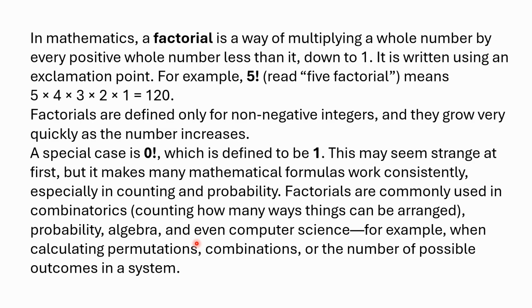In mathematics, a factorial is a way of multiplying a whole number by every positive whole number less than it, down to 1. It's written using an exclamation point. For example, 5 factorial means 5 times 4 times 3 times 2 times 1, which equals 120. Think of it this way: it's a shorthand way of writing repeated multiplication. It's easier to write 5 with an exclamation mark than it is to write 5 times 4 times 3 times 2 times 1.